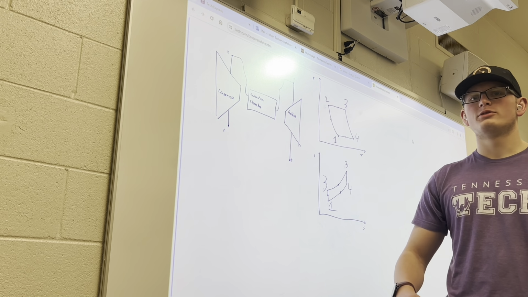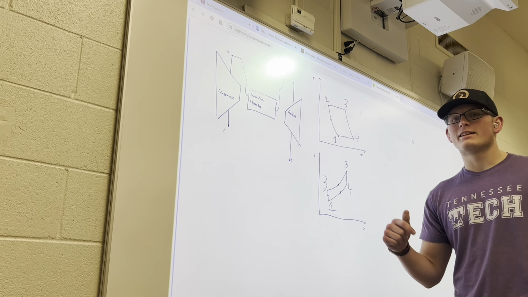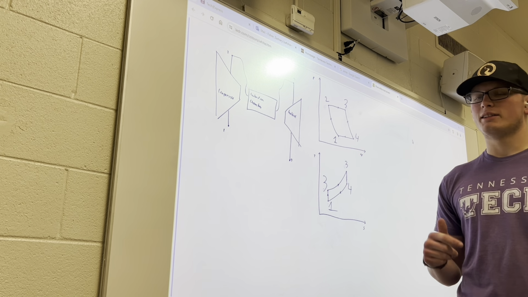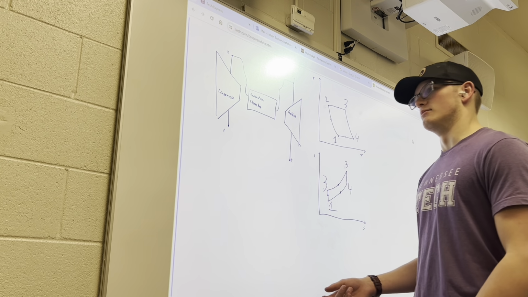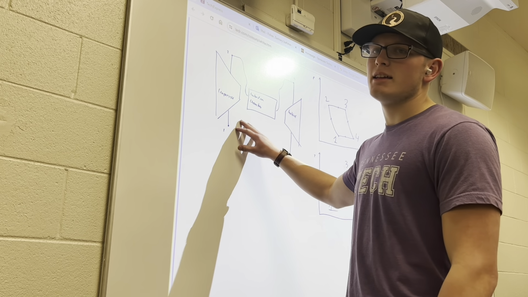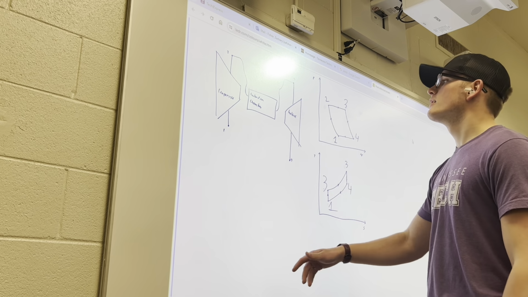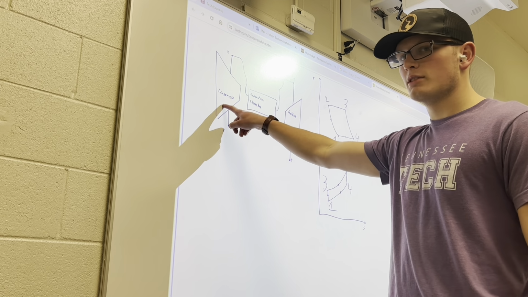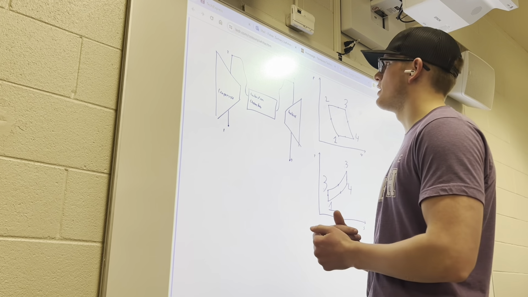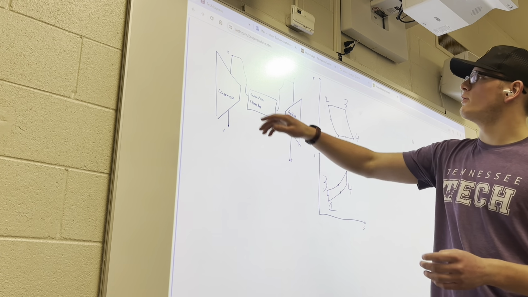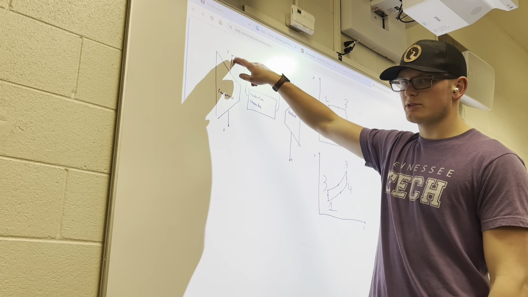Hey everyone, so today we're talking about a cold air standard Brayton cycle. Now first let's talk about what a Brayton cycle actually is. We have an intake of just atmospheric air that goes through a compressor that compresses the air, of course, obviously because it's a compressor. And then we go from state 1 to state 2, it's the compressor.